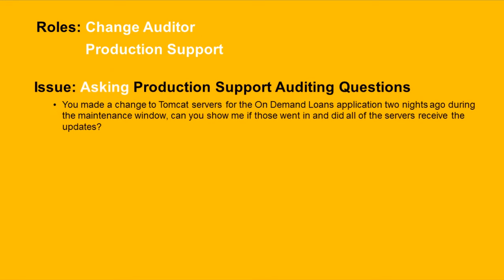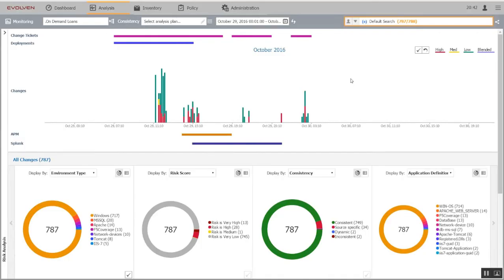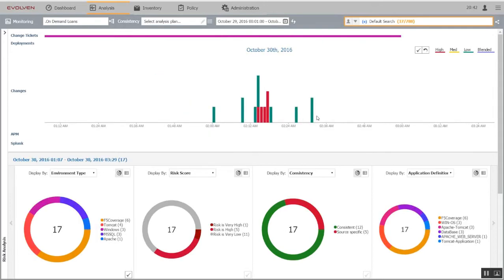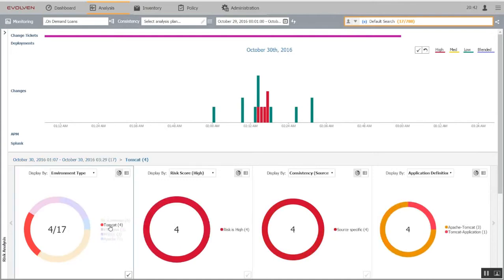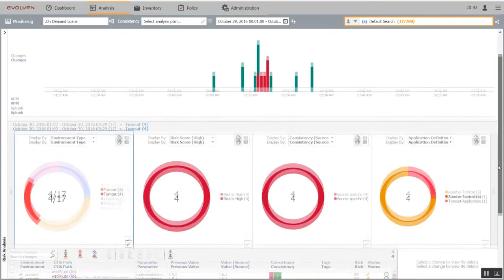So the first one we're going to look at is the Tomcat servers. We're going to look at the on-demand loans and answer these three quick questions. Now we're looking at the time period over the last few days that the auditors are asking us about. And last night we had an audit change that went in that they want to look at on the Tomcat servers. So very quickly we're going to focus on this time period. And remember they asked for the Tomcat servers, so we're going to filter on that very quickly. So now we can see the four servers.